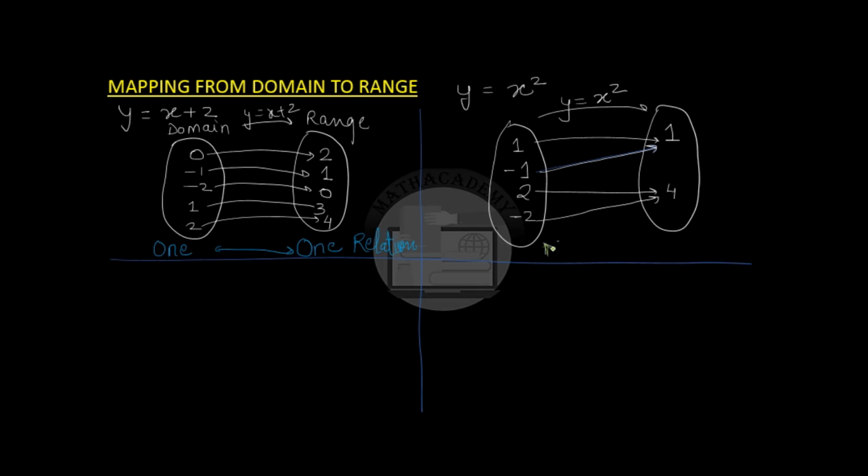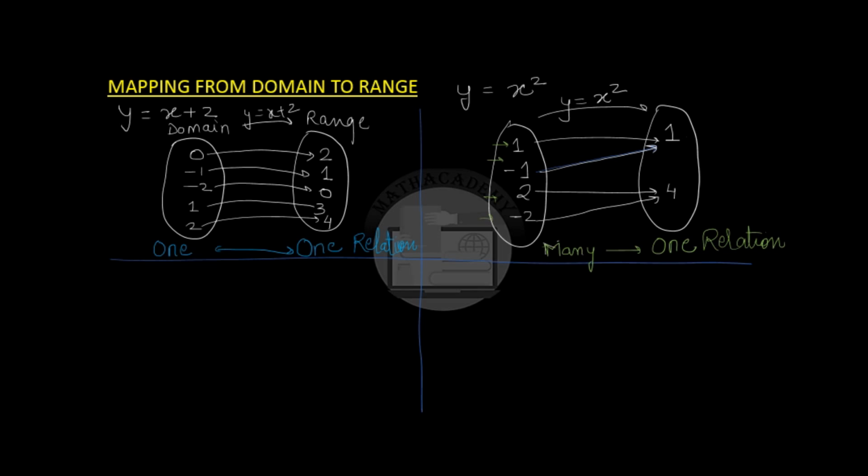We see that many values of x map to one value of y. More than one value of x is mapping to one value of y. For example, minus 1 and 1 both map to 1, and 2 and minus 2 both map to 4. So this kind of mapping or relation is known as a many-to-one relation.